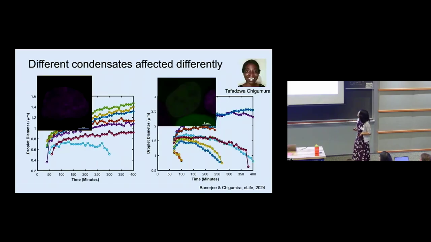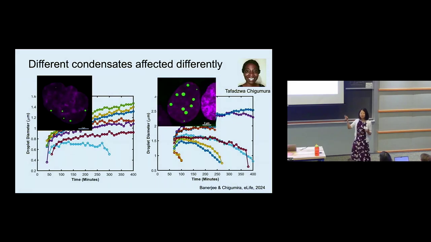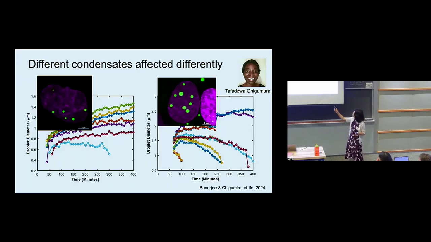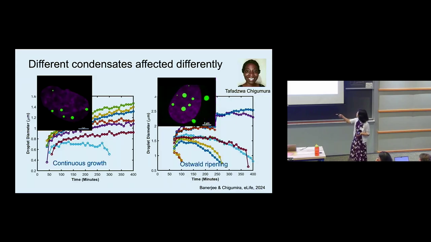So the first question was asked by my graduate student, François, and the way we approached this question was to form synthetic condensates in the cell, in the nucleus, and then track their growth over time. As shown by this movie, we form condensates with different properties that we have measured, and then we track their growth. The one on the left just keeps growing, and we call it continuous growth. And in the right one, you will see lots of Ostwald ripening, where the small condensates disappear.